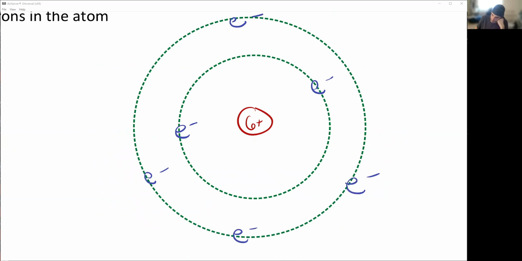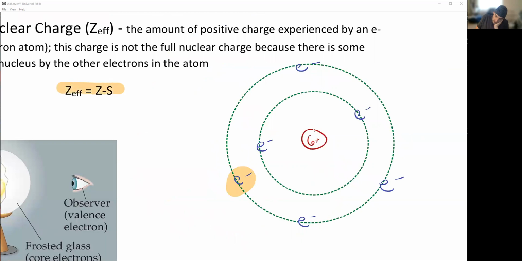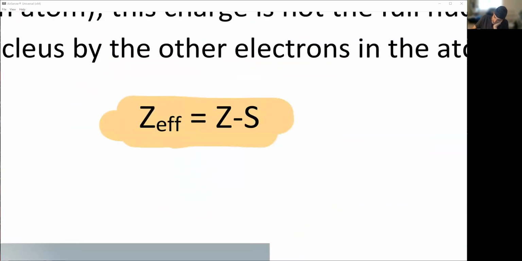And what we're interested in is one of these outer electrons. In fact, let's take a look at this one over here, this outer electron. The Z effective portion of this, and this is the equation for Z effective. Z effective is, first of all, Z is not going to change. It is the atomic number or the nuclear charge.